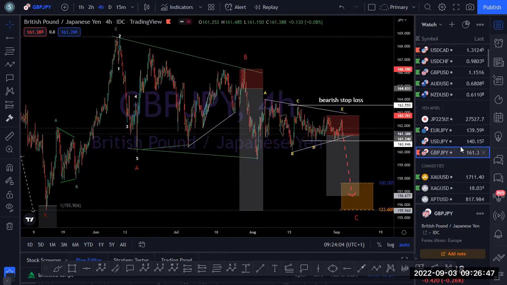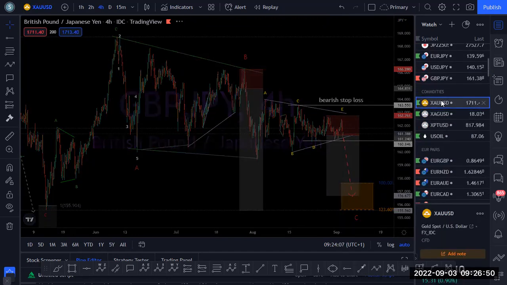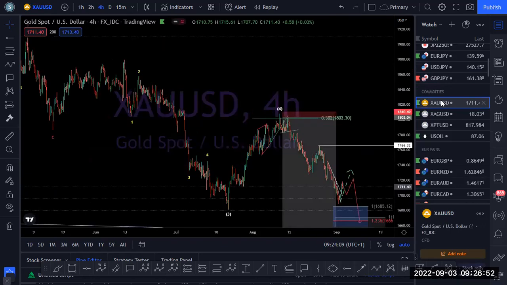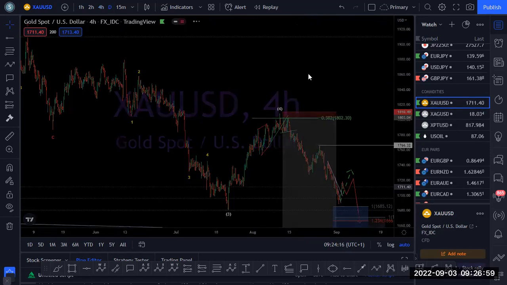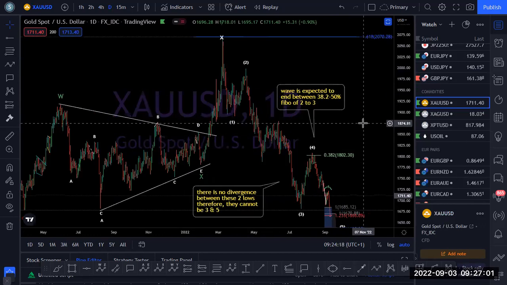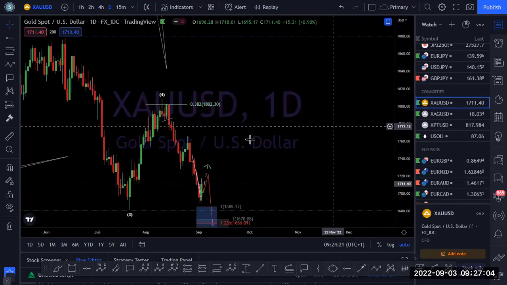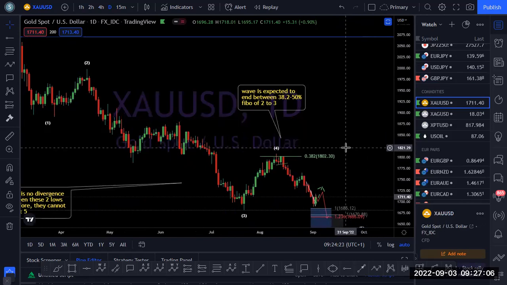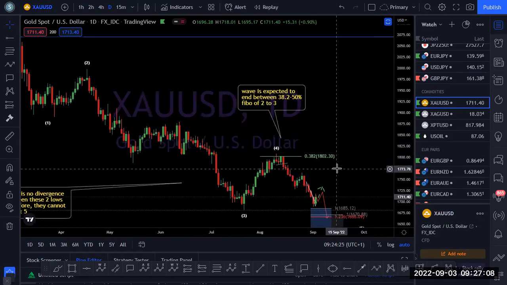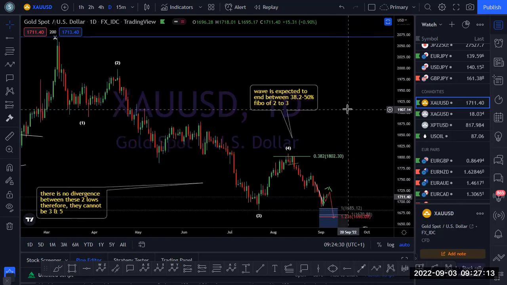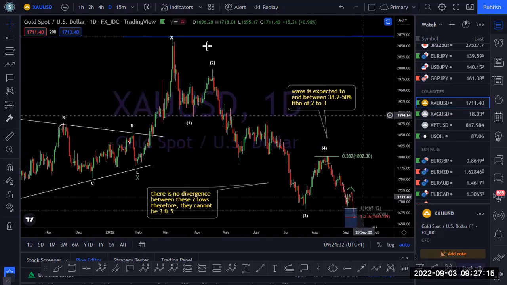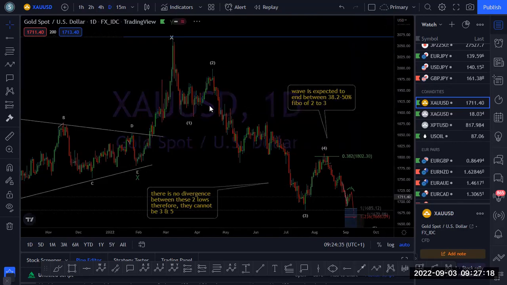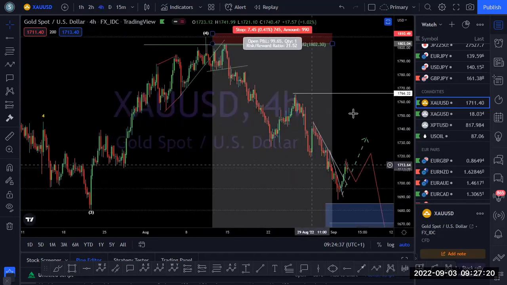Okay, let's go to gold. Gold, what do you have on gold? Let's check daily. Gold, I'm still looking for a drop. Be careful trading gold this time around. Let me go back to 4 hours. It's almost at a reversal zone.